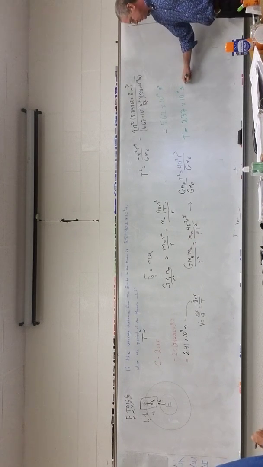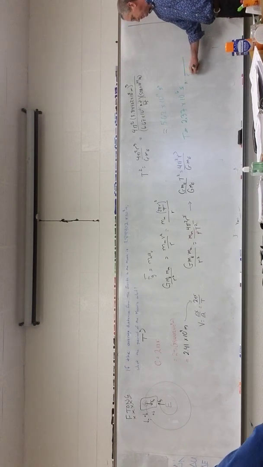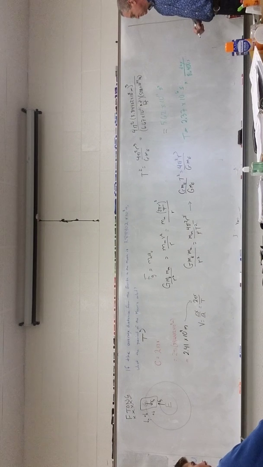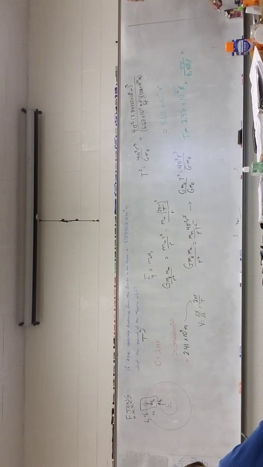So I need to convert this into days, and I know that there are 86,400 seconds in a day. The seconds would cancel out. And how many days would this be? 27.42 or 44. And that's roughly how long it takes. That's from new moon to new moon or full moon to full moon, roughly a month.